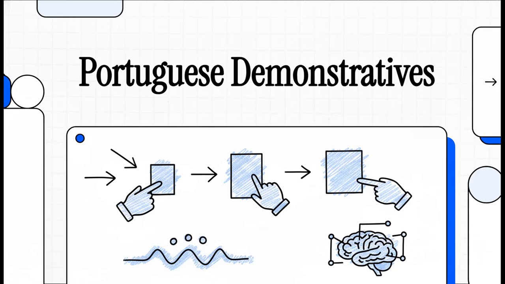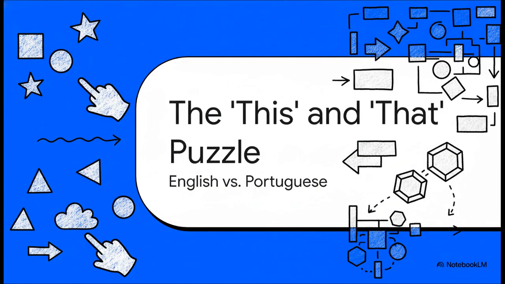All right, let's talk about something that trips up pretty much everyone when they're learning Portuguese. Those little words like this and that. You know, the demonstratives. They seem so simple, right? But then Portuguese throws this little twist at you. Don't worry though, we're going to break it all down and, believe it or not, make it super simple. So let's dive right in.